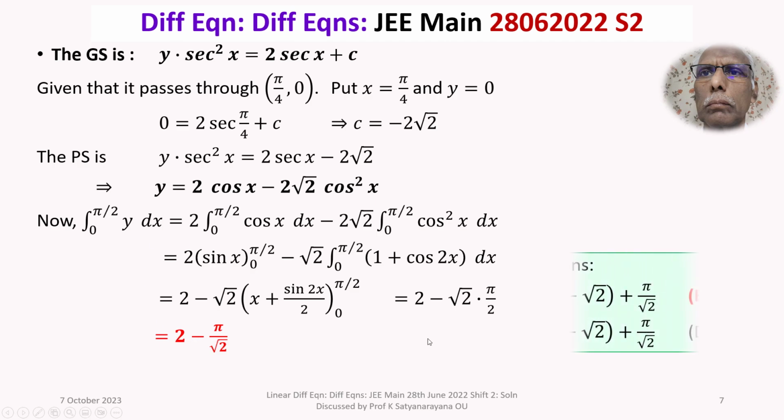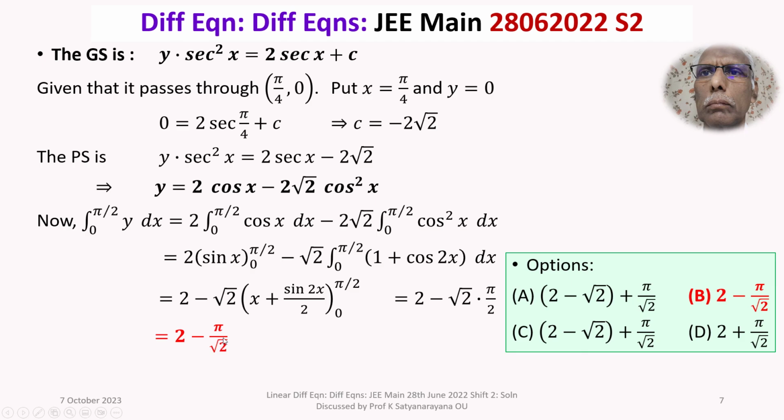Let's look at our options. Our answer 2 minus pi by root 2 appears against option B. Therefore, the answer to this question is option B.